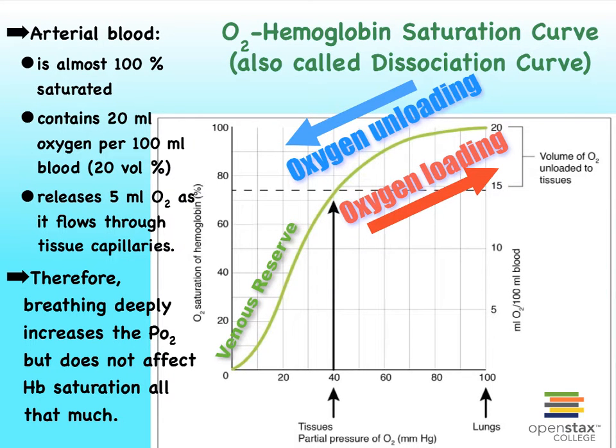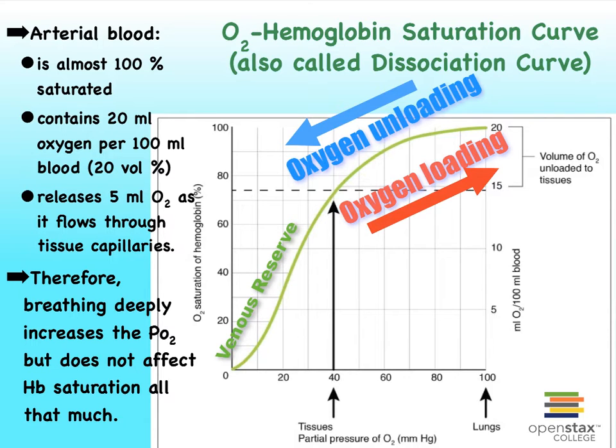So here we see a very carefully studied graph referred to as the oxygen hemoglobin saturation curve, if you're looking at it from the perspective of oxygen loading. Some people refer to it as the oxygen hemoglobin dissociation curve, because we could also be talking about oxygen unloading. It all depends on how we are interpreting the graph, as I'll show you here in just a moment.